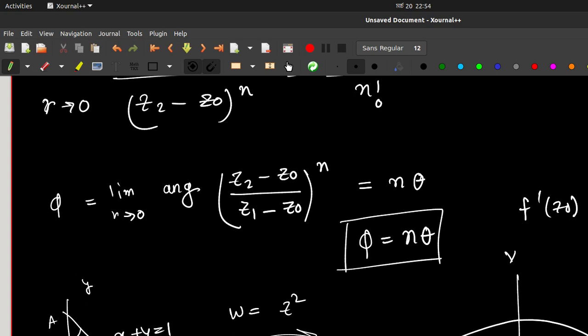So this is how this critical point method works, and this will be it for today.